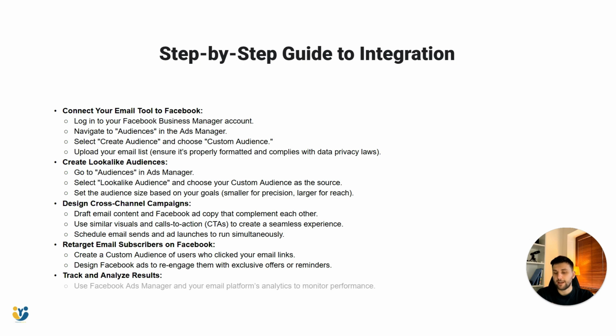And then you track and analyze results with Facebook Manager as you used before, and you also use your email platform analytics to monitor the performance of your engagement. This is very powerful because you've got multiple channels to test. So you can then see what works and what doesn't. And if you see something works within your Facebook ad and your emails are not performing as well as they should be, then you can use that also in your email, or the other way around.